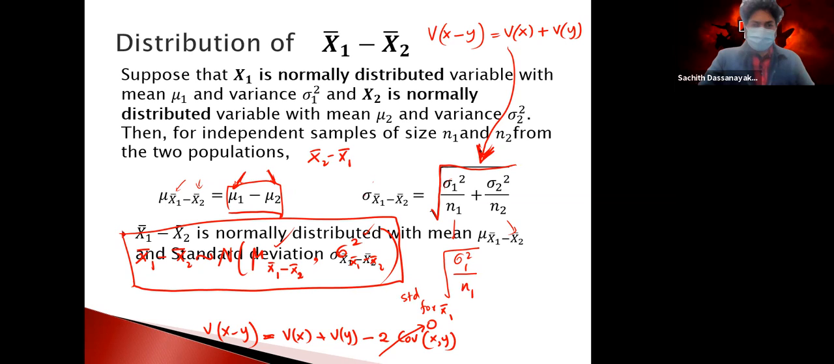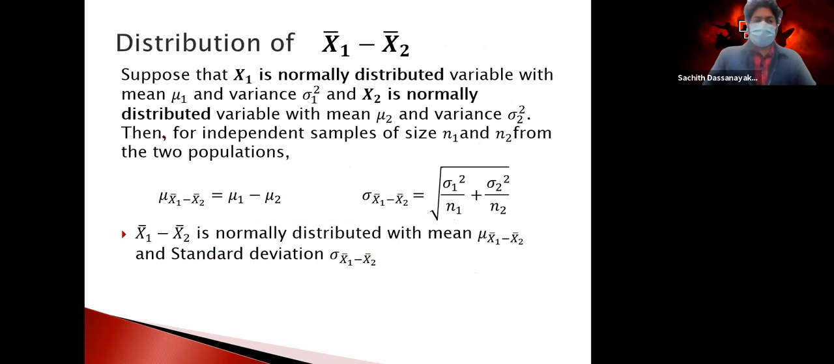Okay, let me erase this again. This difference x1 bar minus x2 bar is normally distributed. The mean is mu1 minus mu2, and the standard deviation is this one. Here it is not just x1 minus x2, it is the mean x1 bar minus x2 bar, or simply x bar minus y bar, the two sample means.